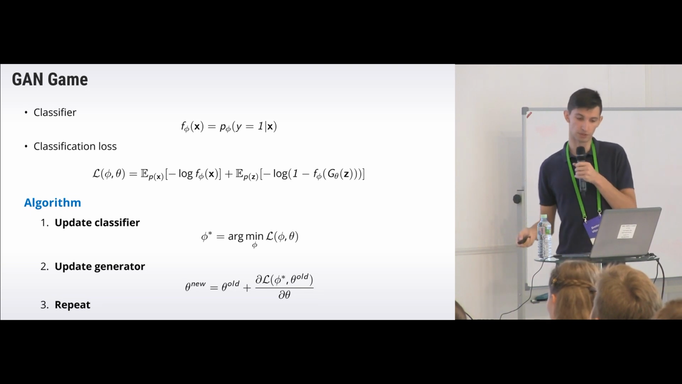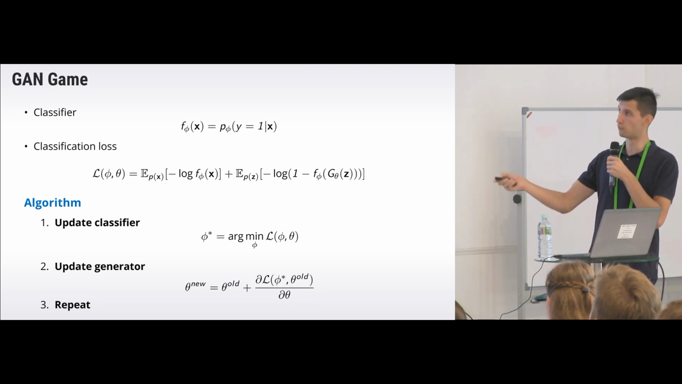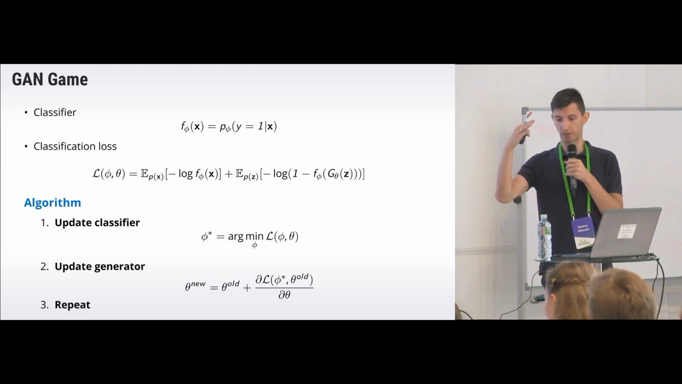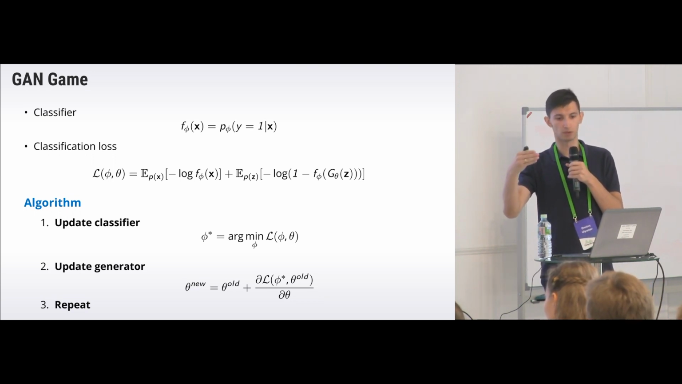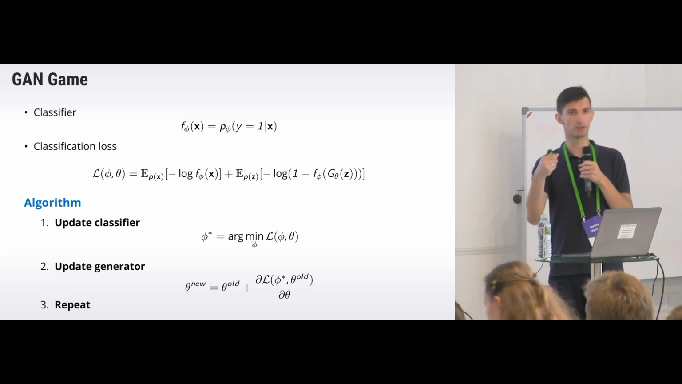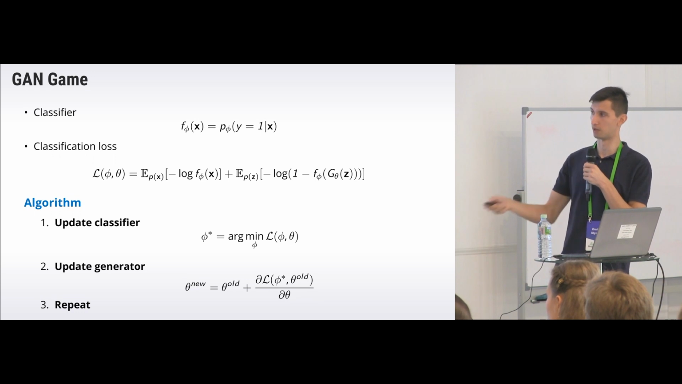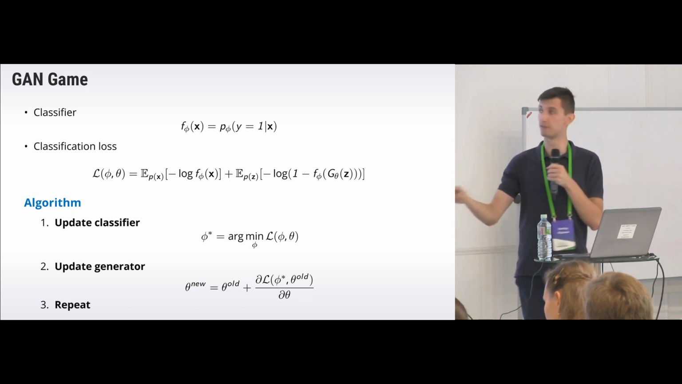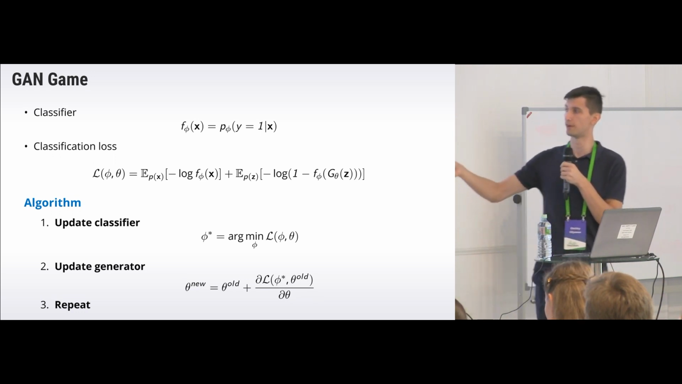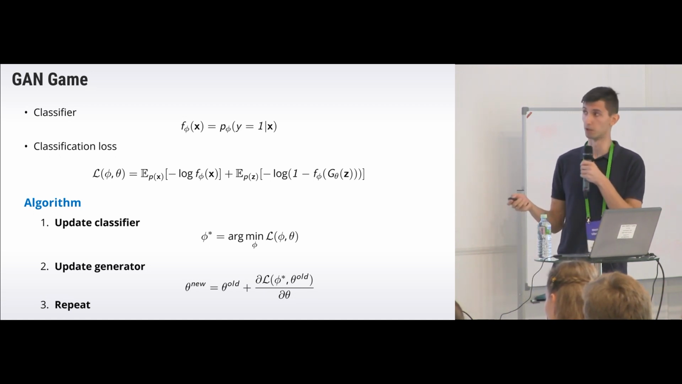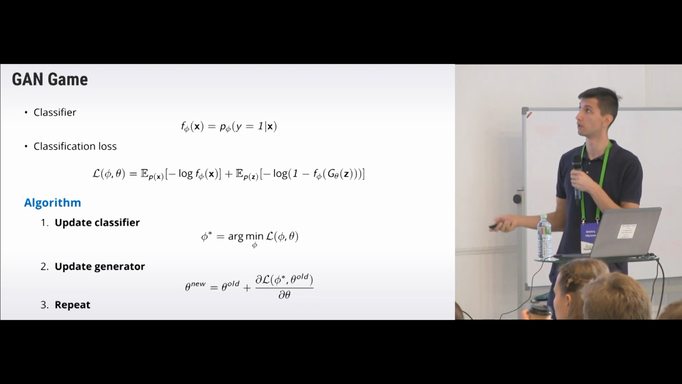And the algorithm is the following. First, we train our classifier till the end, and then we use this classifier as a guide. We extract feedback from this classifier, and we update our generator G, doing one gradient update. And then again, we retrain our classifier and then do a gradient update. And in the end, we get a generative model, and Q matches P.